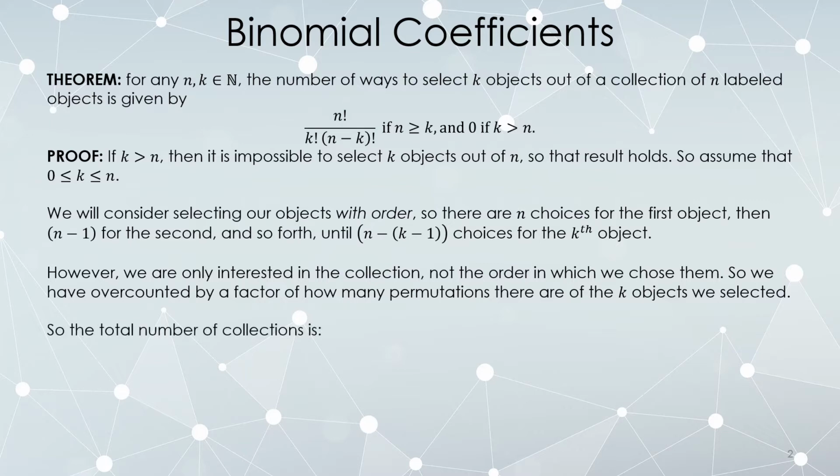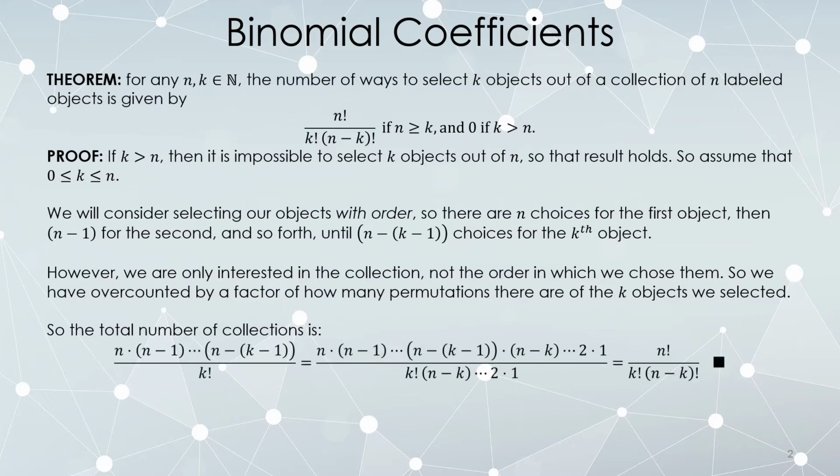So the total number of ways we can complete this task, well, our numerator is given by this product: n ways to choose the first object, n minus 1 to choose the second, all the way until n minus k minus 1 to choose the kth. We multiply these all together because there are k different tasks to accomplish, but we have overcounted by a factor of how many ways to order the k objects we've chosen, which is k factorial.